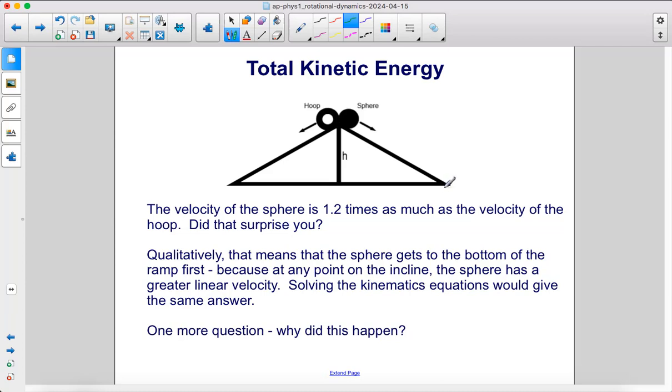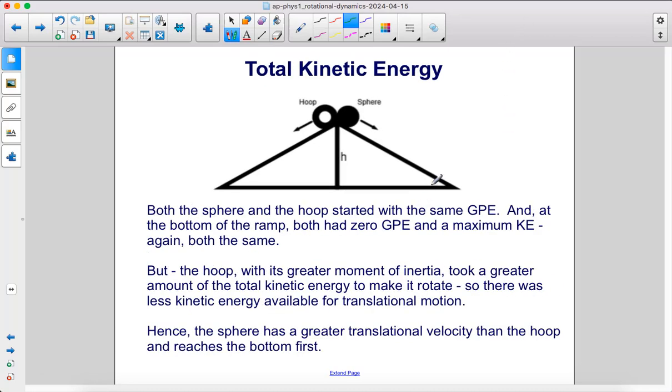One more question. Why did this happen? Both the sphere and the hoop started with the same gravitational potential energy, and at the bottom of the ramp, both had 0 gravitational potential energy and a maximum kinetic energy. Again, both the same. But the hoop, with its greater moment of inertia, took a greater amount of the total kinetic energy to make it rotate. So there was less kinetic energy available for translational motion.